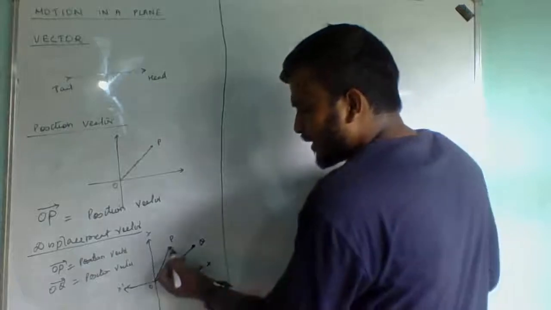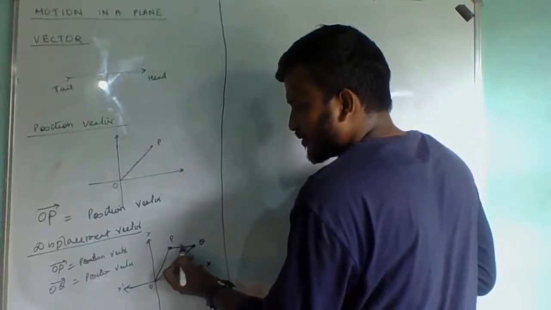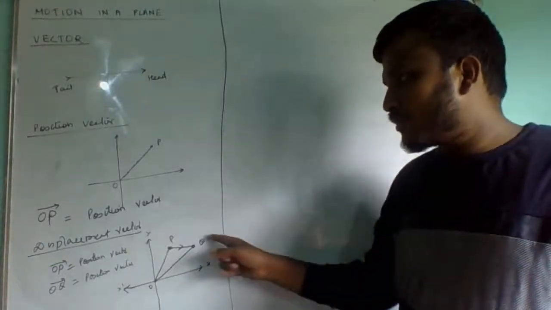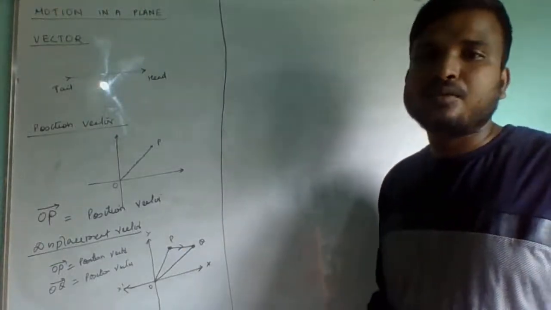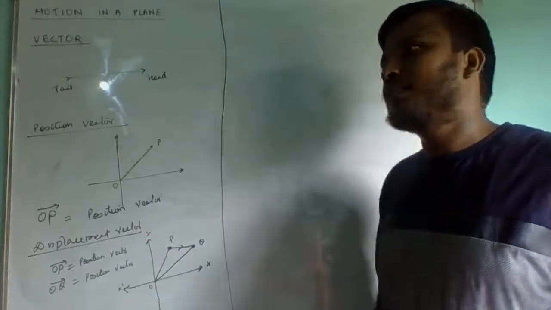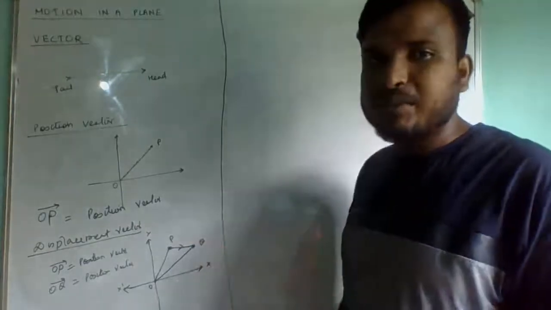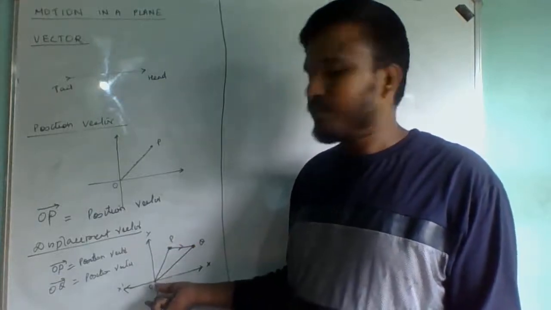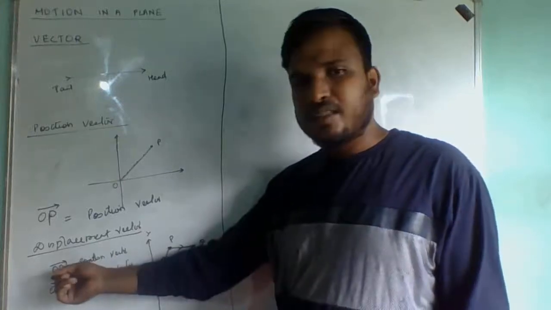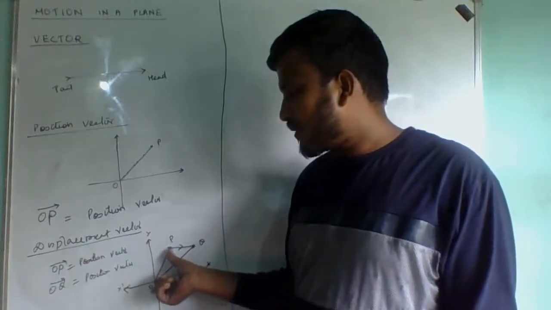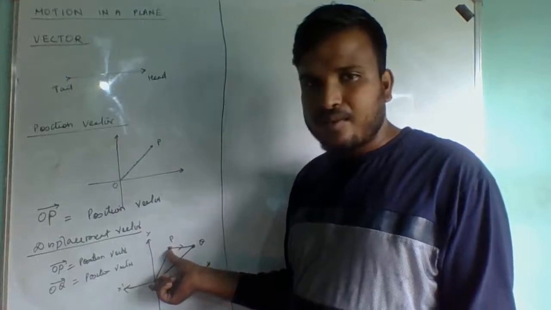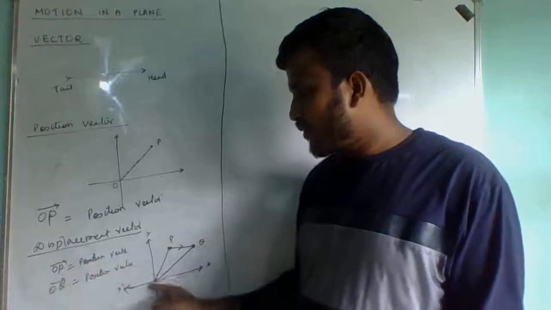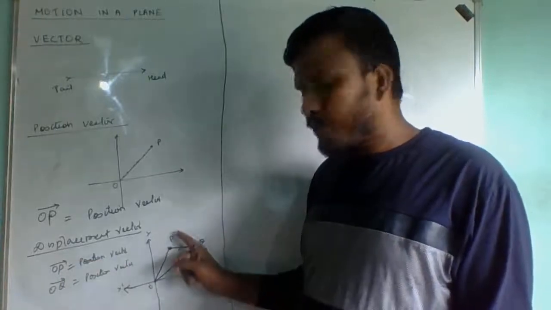But when I join this line, is this PQ a position vector? Answer is no. Because when we say position vector, that means it gives the distance of the point from the origin. Like here, OP vector. If OP vector is given, that means the distance of the point P from the origin we have considered, and the direction is from O to P. But here, is it from origin?